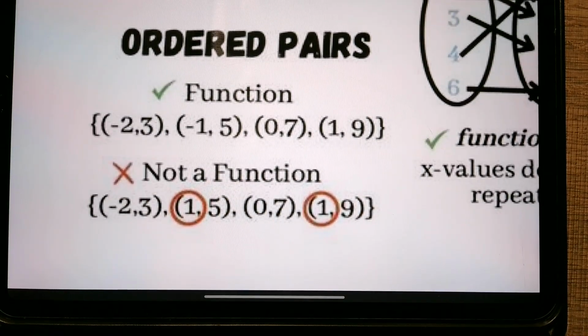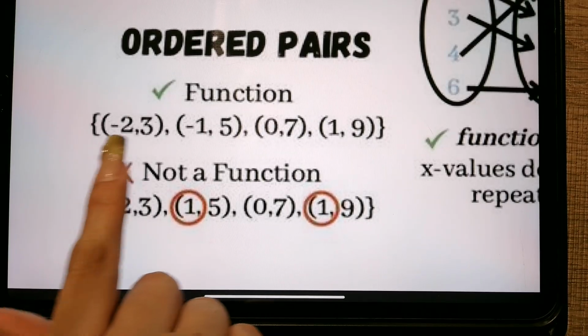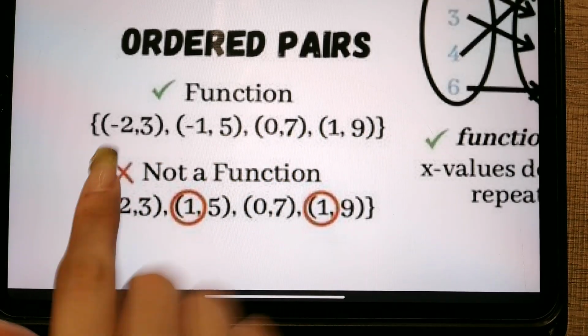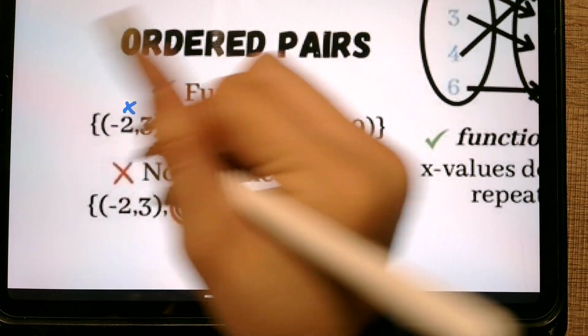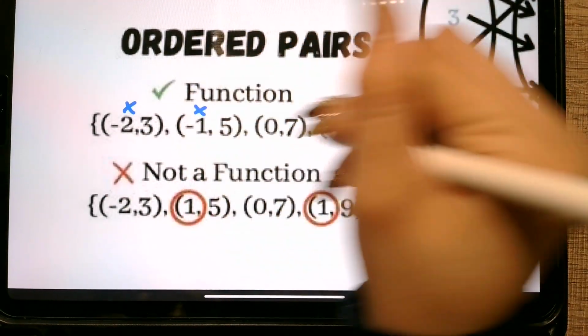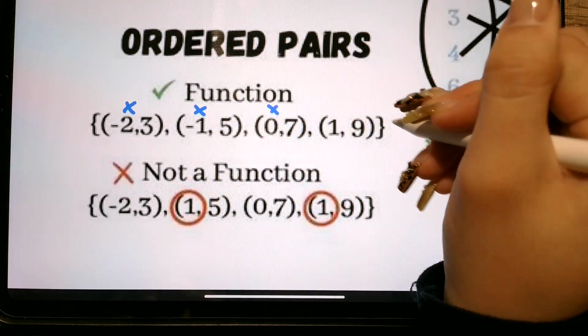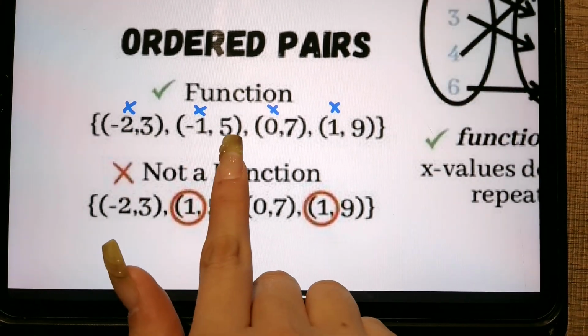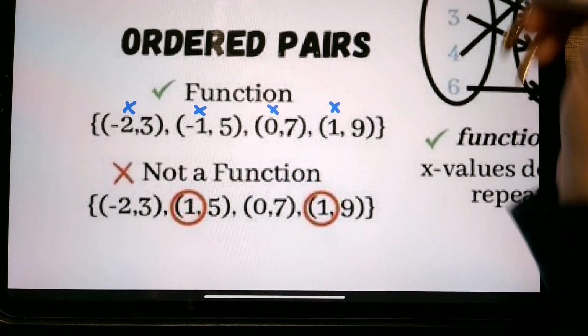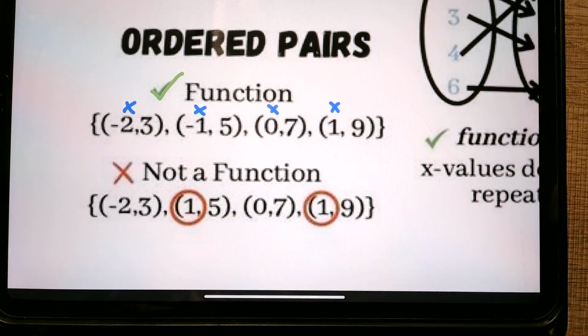Now let's look at the ordered pairs. So here we have a function. I can see already that no x is repeating. This 2, I don't see it again. -1, I don't see it again. 0, I don't see it again. 1, I don't see it again. And they all have just one output. So this one's good. This one is a function.